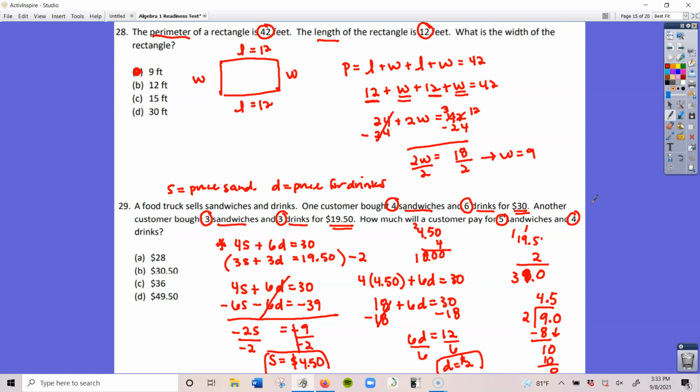So finally, we can find what a customer would pay for 5 sandwiches and 4 drinks. We're going to do 5 times the cost of each sandwich, which is $4.50, plus 4 times the cost of a drink, which is 2. Let's do the 5 times 450. This is 0, this is 25, this is 20 plus 2, so 2250. And we have 2 decimal places, so $22.50 plus 8, which is equal to $30.50.